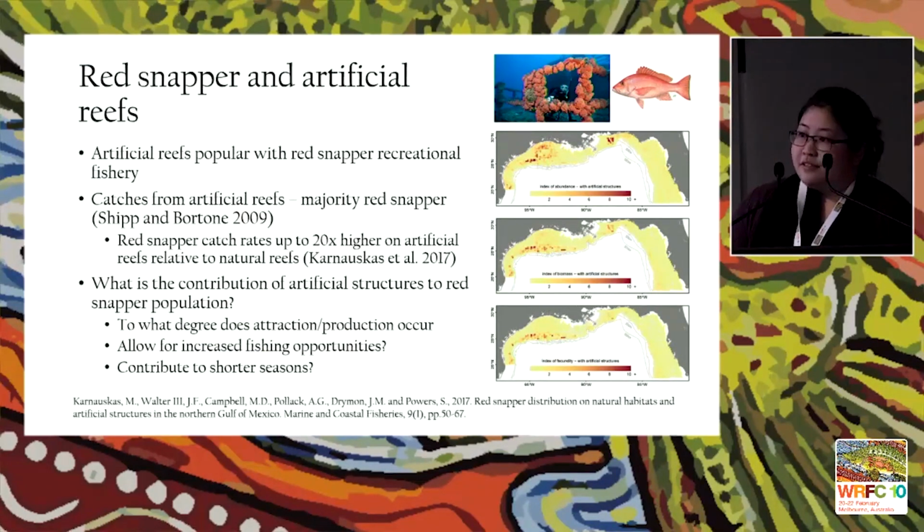But there's so many questions that we haven't answered. One of them is, to what degree does attraction or production occur on these reefs? And then do artificial reefs actually enhance, for example, catch rates? There's also a concern about whether having more of these artificial reefs are concentrating effort in the beginning of the season and then leading to shorter seasons.